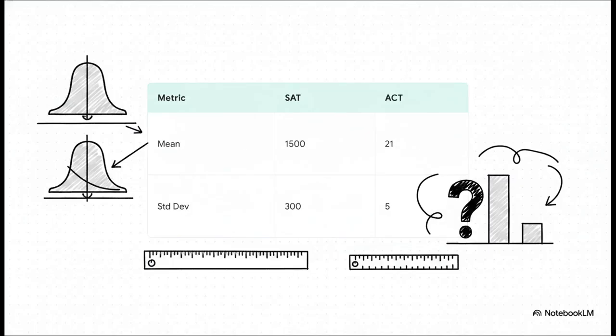Let's think about this. On the SAT, the average score is 1,500, and it has a standard deviation, or a typical spread, of 300. But on the ACT, the average is 21 with a spread of just 5. So, how in the world do we mathematically compare an 1,800 on the SAT to a 24 on the ACT? At first glance, they look entirely unrelated.